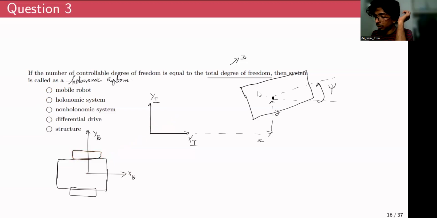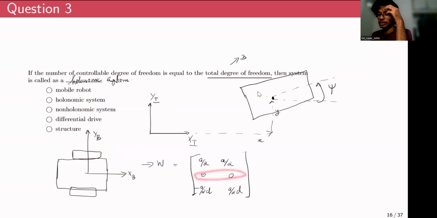And as you can recall from the wheel configuration matrix, this was a by 2, a by 2, 0, 0, minus a by 2d, a by 2d. As you can see, one of the rows is fully 0. That means it cannot have any velocity along the y direction, or along the yb direction. So such systems, where it cannot have all the 3 degrees of freedom simultaneously, come under non-holonomic systems.